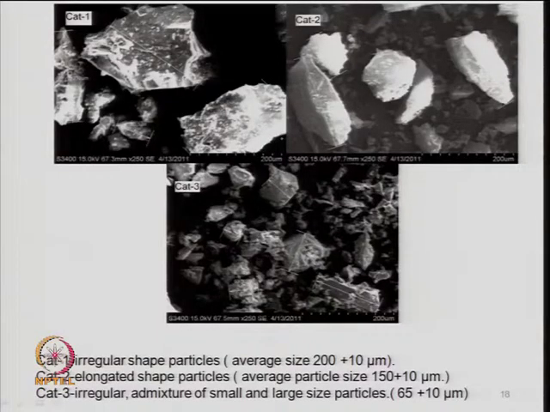So, similarly, you can see the different catalysts and compare their structure. As mentioned here, irregular shape particles, you cannot see any definite shape here. So, these are the irregular shape particles of the catalyst. The second one is elongated, in lengthwise it has increased like this. So, elongated shape particles, with an average particle size of 150 micron. Third one is again an irregular admixture of small and large particles. So, there are some particles which are small in size, but there are other particles which are larger in size. So, one can interpret this information from the scanning electron micrograph.